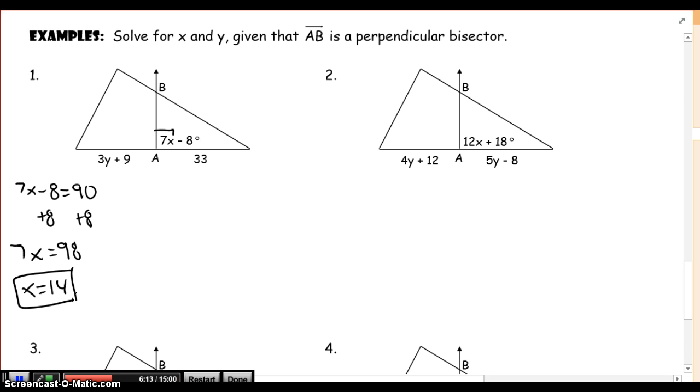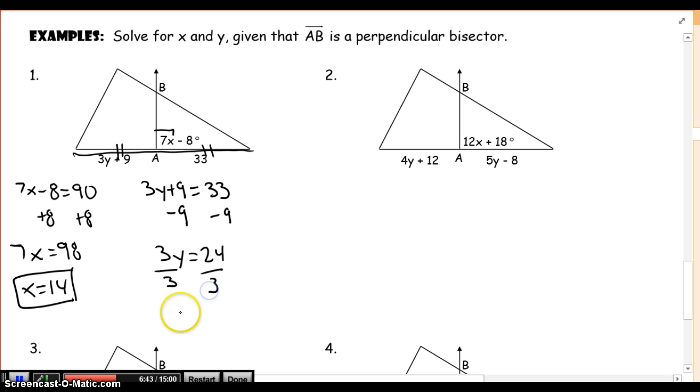Now, for y's, these two parts: this ray is splitting this bottom segment in half, meaning this part here is the same thing as this part. Well, when two things are the same, what are you going to do with them? Set them equal. So again, I've got 3y plus 9 equals 33. Then it's just the same old solving for y. Subtract 9, get 3y equals 24. Divide, and y will equal 8. And there you have it.